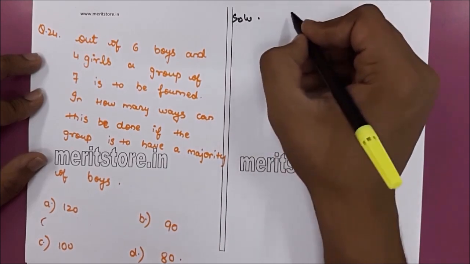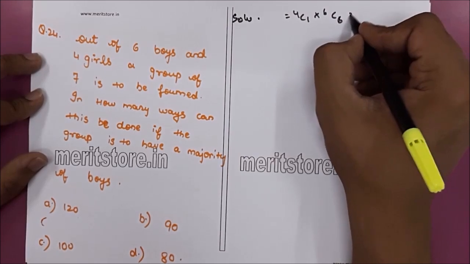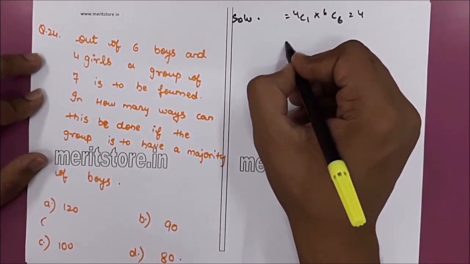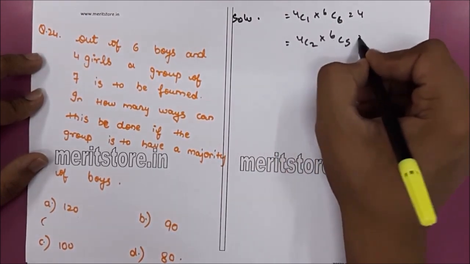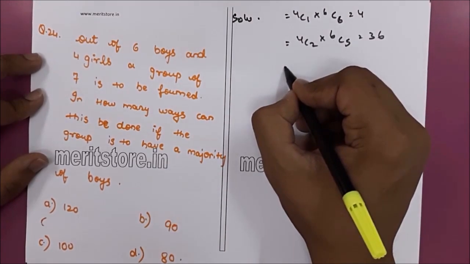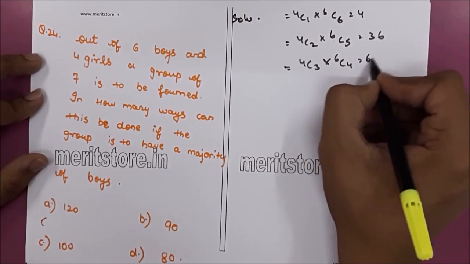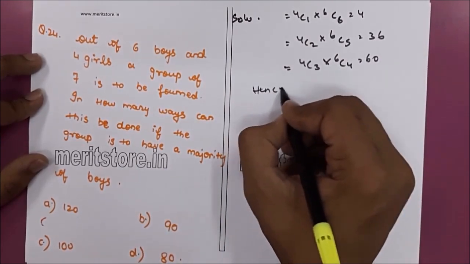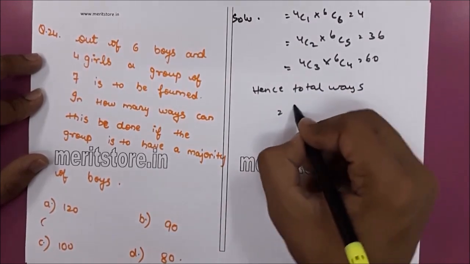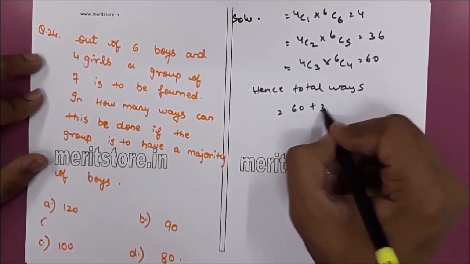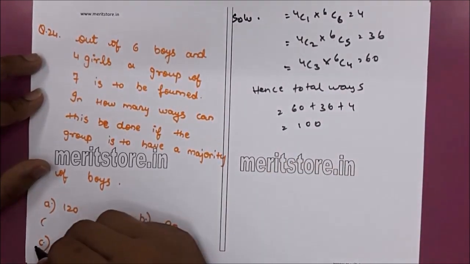1 girl and 6 boys is equal to 4C1 into 6C6 is equal to 4. 2 girls and 5 boys is equal to 4C2 into 6C5 is equal to 36. 3 girls and 4 boys is equal to 4C3 into 6C4 is equal to 60. Hence, total ways is equal to 60 plus 36 plus 4 is equal to 100. Therefore, option C is correct.